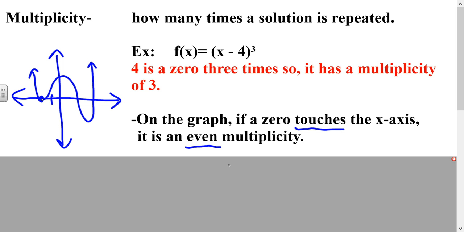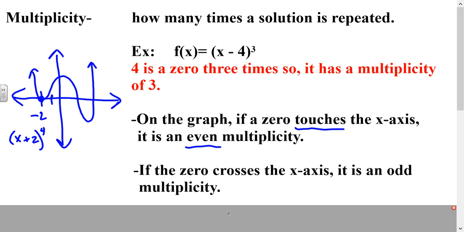So let's say this was -2. Then if the 0 is -2, that would mean that the factor associated with that would be x + 2. And so when I'm writing my equation, the number that's associated would have to be an even number, such as 4. Okay? If the 0 crosses the x-axis, then it is an odd multiplicity. So if it crosses, it has an odd multiplicity.